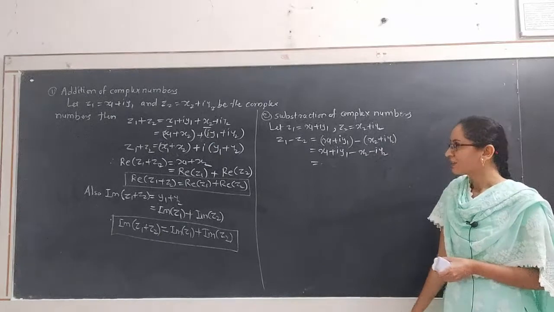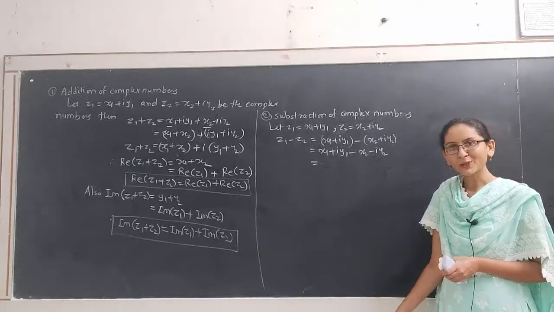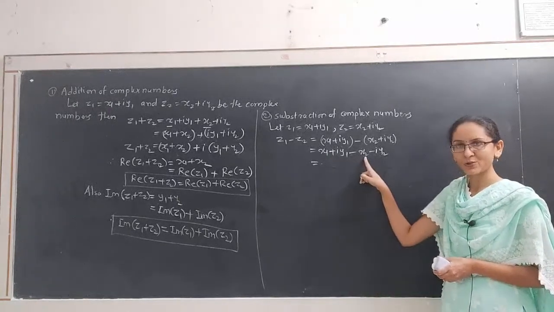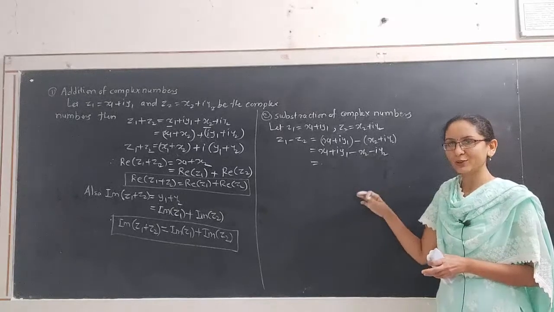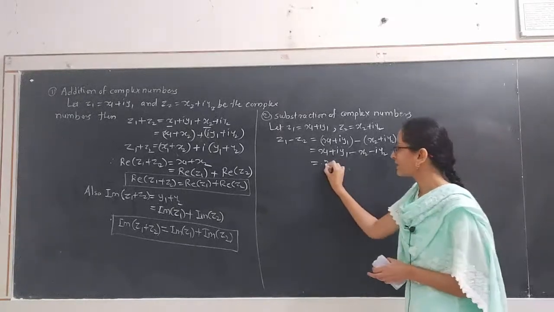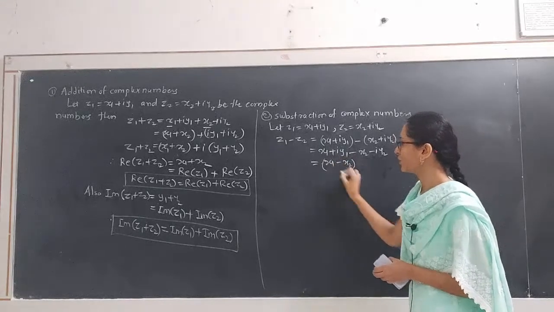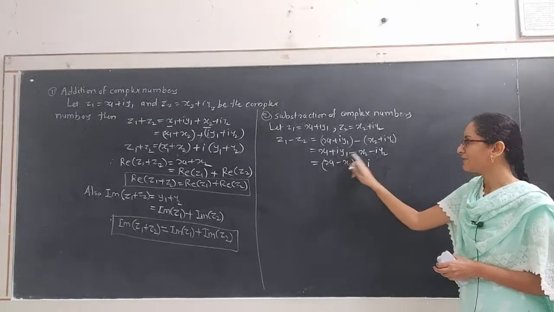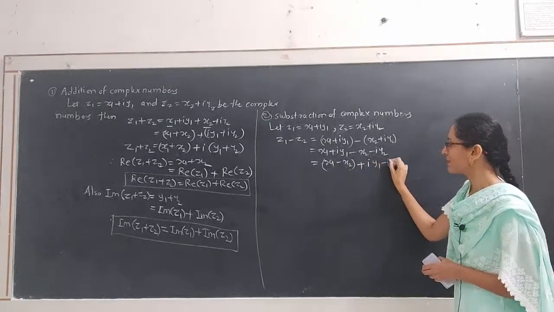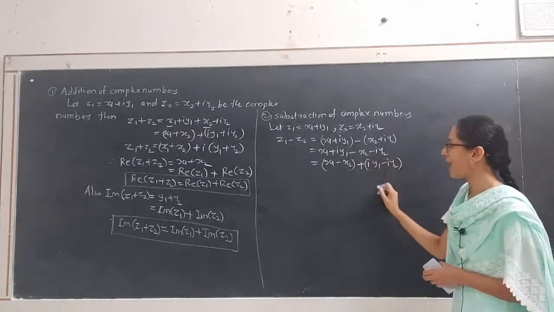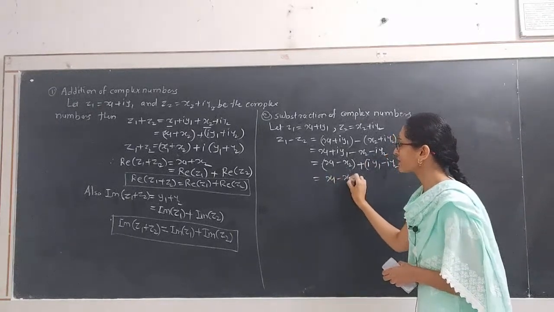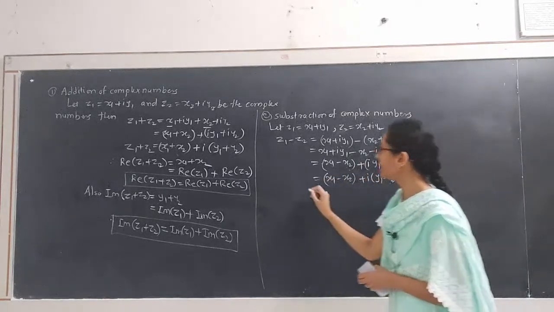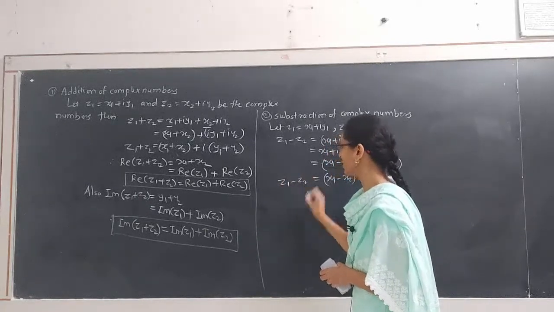Here the terms whose coefficient is not i are two in number, x1 and minus x2. So we add these two terms because they don't have a coefficient of i: x1 minus x2, plus we add the imaginary parts, i y1 minus i y2. From the latter two terms we take i common, which gives x1 minus x2 plus i into y1 minus y2. This is z1 minus z2.